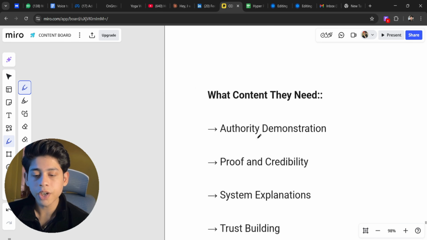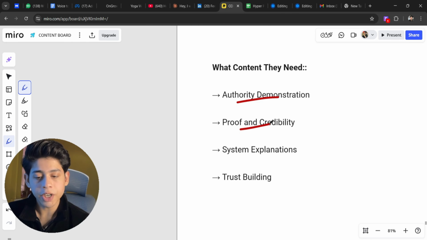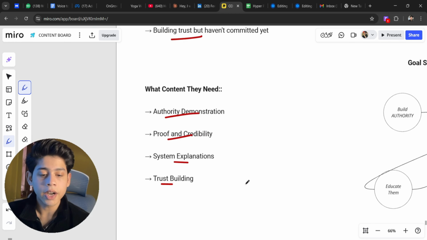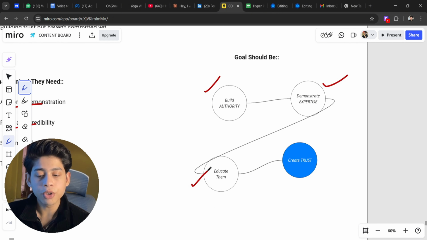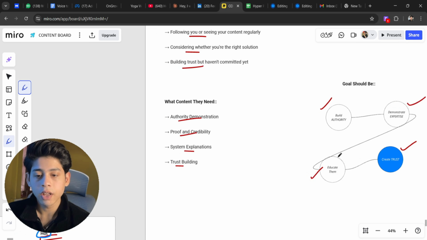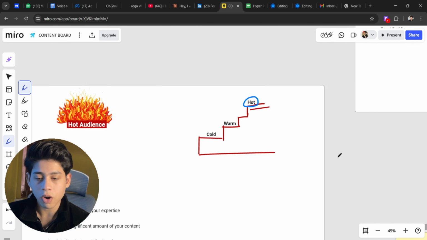So what content you need for them is authority demonstration, proof and credibility, system explanation content, and trust building content, right? So your goal should be to build authority, demonstrate your expertise, educate them about your solution, and create trust for them, right? Let's talk about the third stage, which is hot audience.